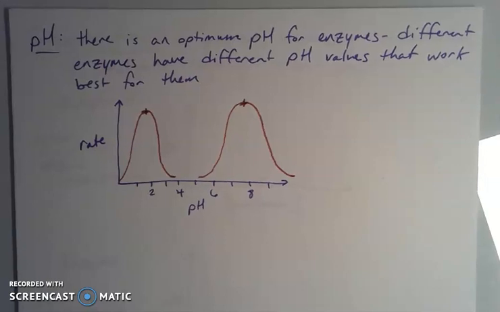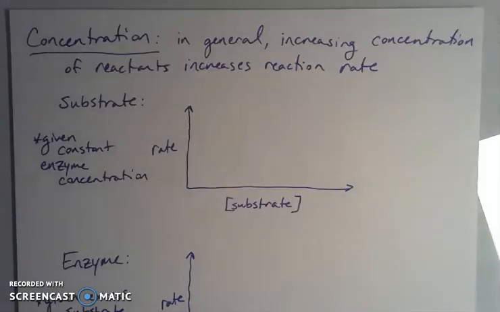Okay, so temperature, pH, and then concentration. Concentration is another thing that we talk about with kinetics a lot. If you increase the amount of stuff that you have, then that should increase the rate of the reaction, because again, we're talking about collisions. The more things that we have colliding together, the faster things are going to happen. So concentration matters.